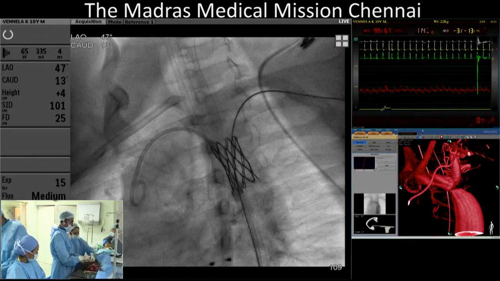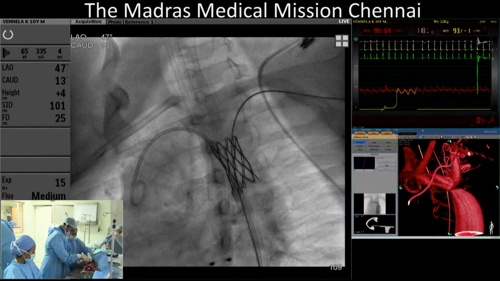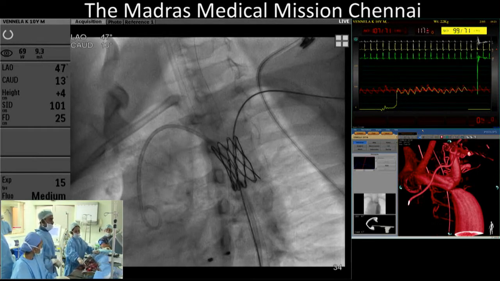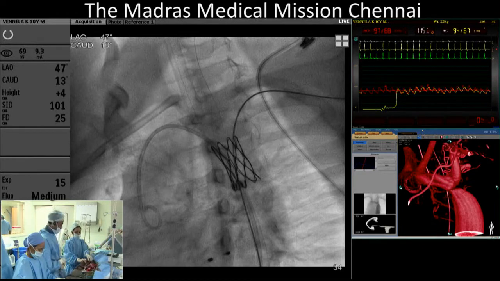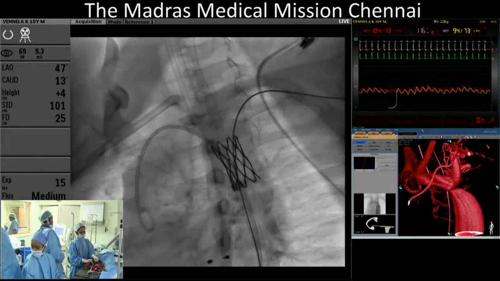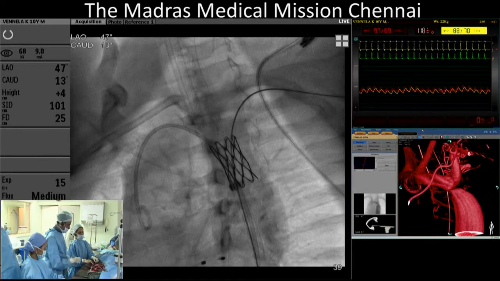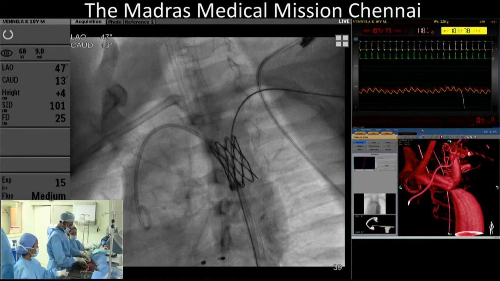No, but now we have the pigtail in the ascending aorta. Yeah, so the pressure is in the ascending aorta, right? Yeah, it's deep inside the ascending aorta. Yeah, so actually there is no gradient. Nick has another question. No, just a little comment.